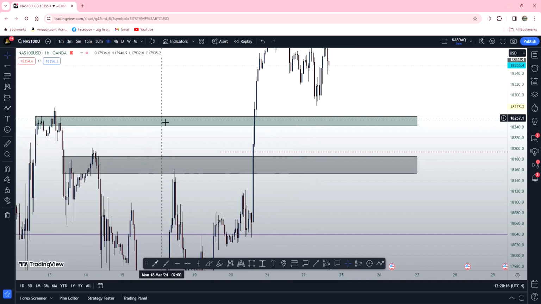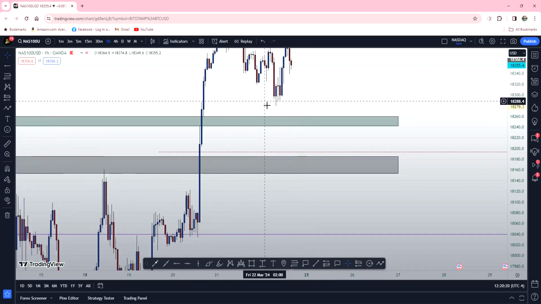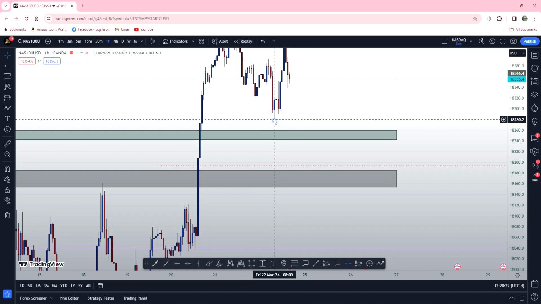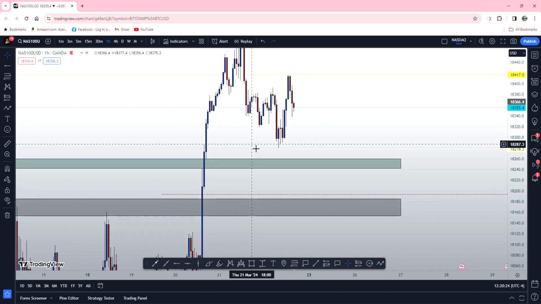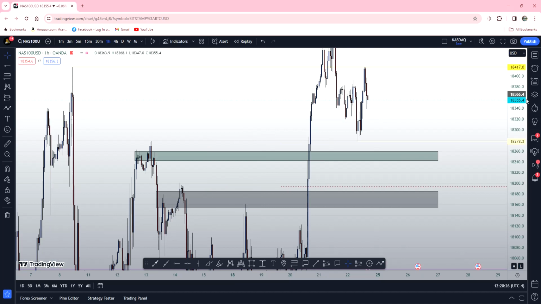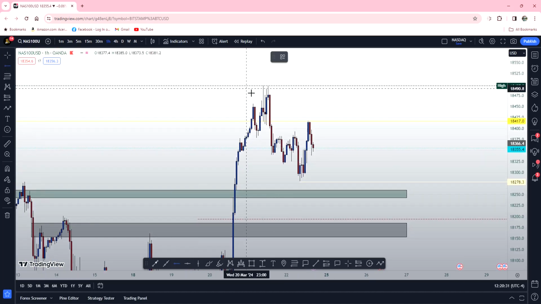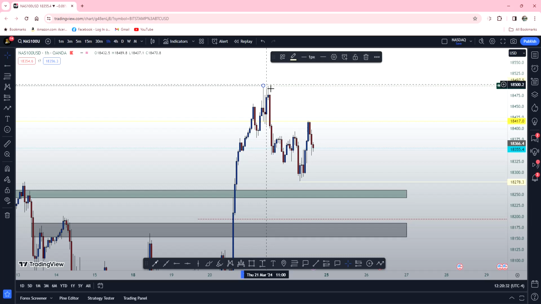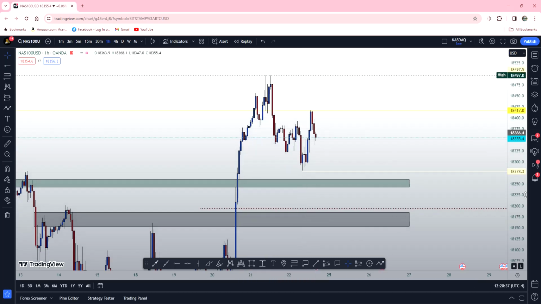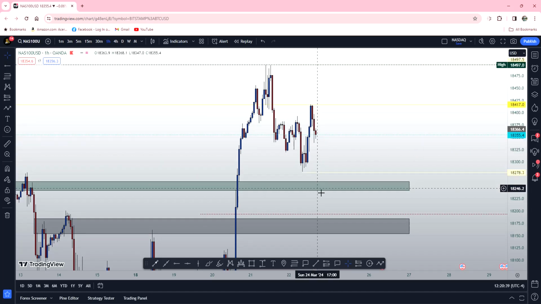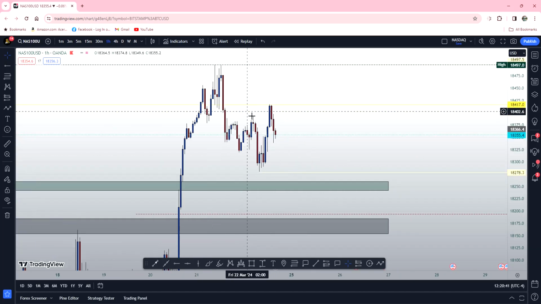On the 1 hour, I did note that on Friday, we do have a February gap. So as you can see, I just want this Friday's low to be taken out also. And we did. Okay, yeah, we have relative equal highs here. So yeah, I just want price to come take this out and we go up again. So that's what I'm anticipating.